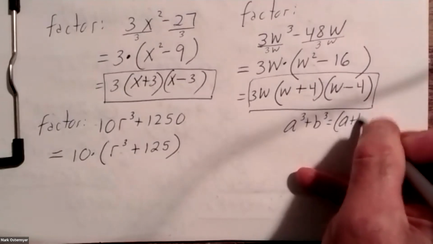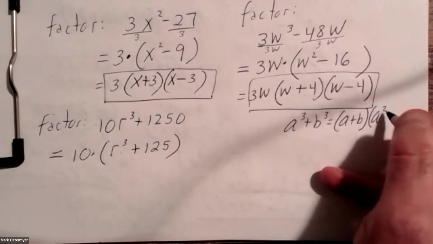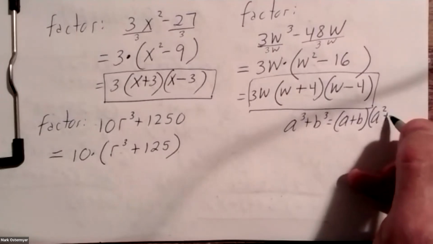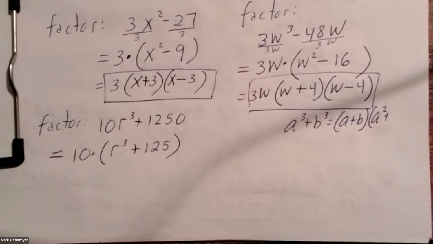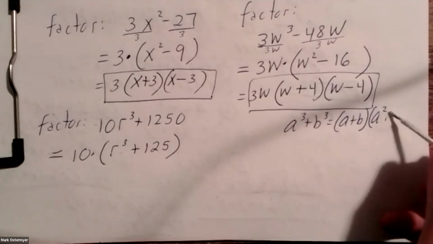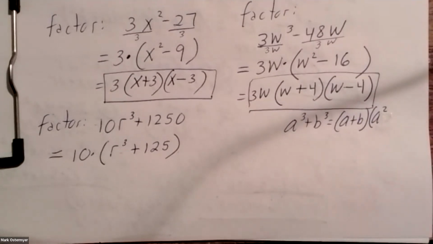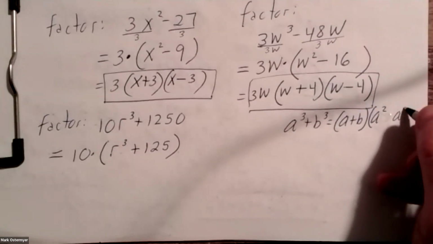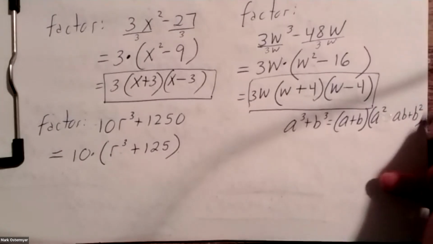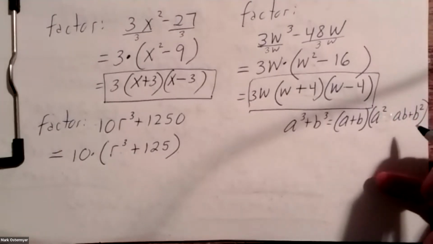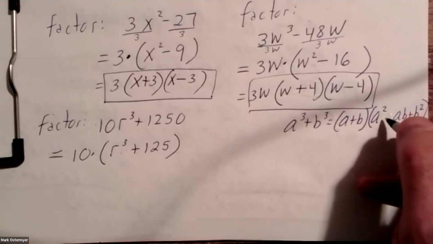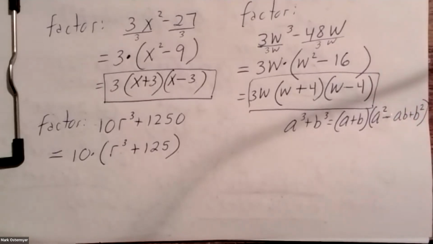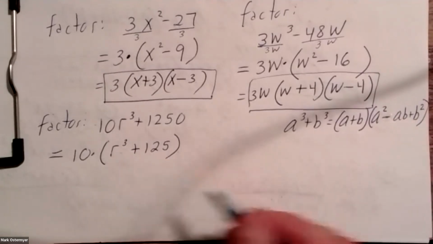It factors into a plus b times a squared plus, minus, rather. That should be a squared minus ab plus b squared. Got to get the signs right. That should be a squared minus ab plus b squared, correct? Okay. So minus ab plus b squared. And this should be a minus sign. See that there? All right. So r cubed plus 125.